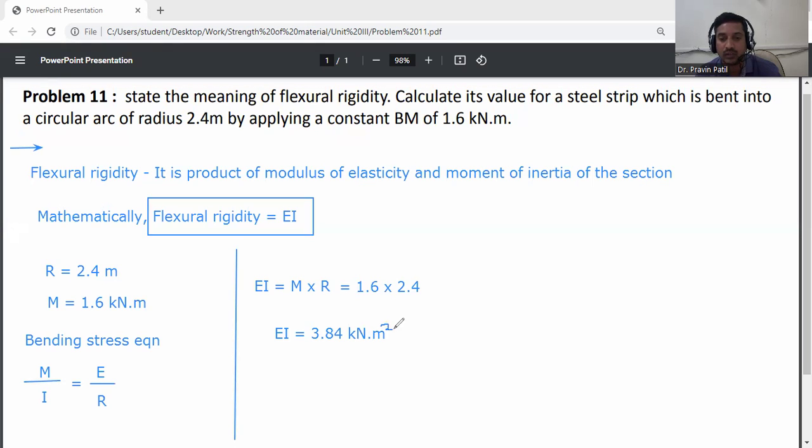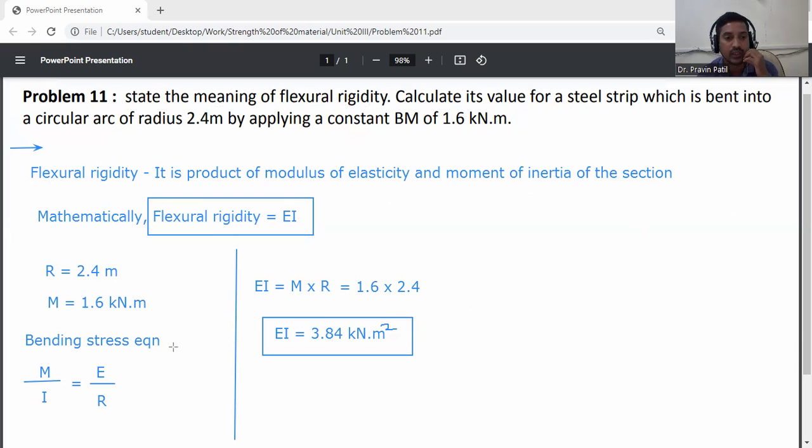Okay. So flexural rigidity is 3.84 kilonewton meter square. This is the value of flexural rigidity. The question was state the meaning of flexural rigidity. So meaning of flexural rigidity is, it is the product of modulus of elasticity and moment of inertia of the section. So mathematically, flexural rigidity is EI.